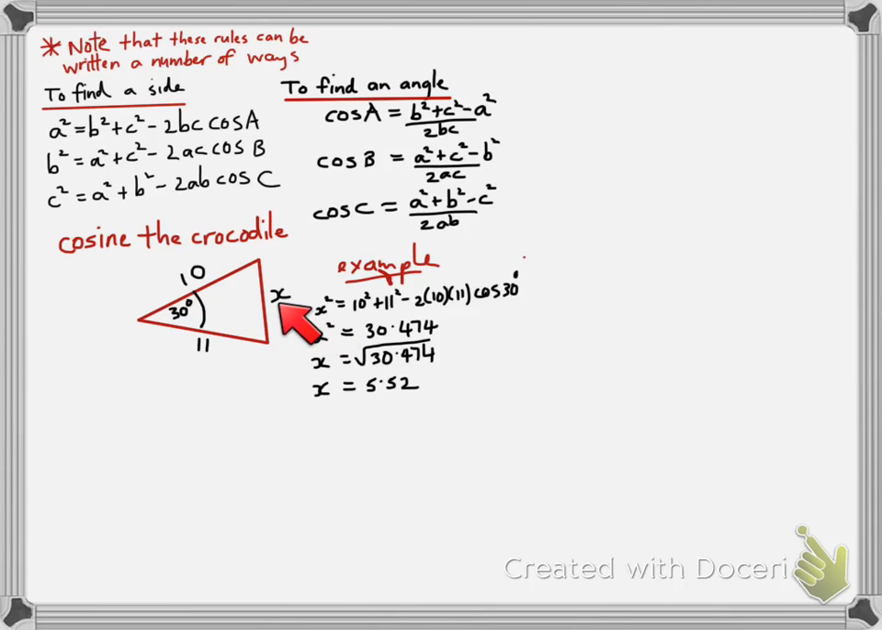Okay, so x squared was equal to 10 squared plus 11 squared, and so on, and then we get to 5.52. I've had enough.